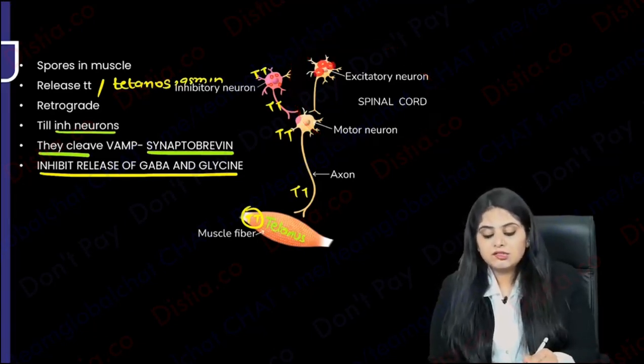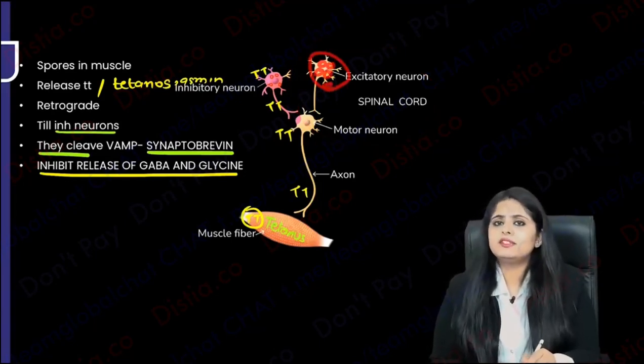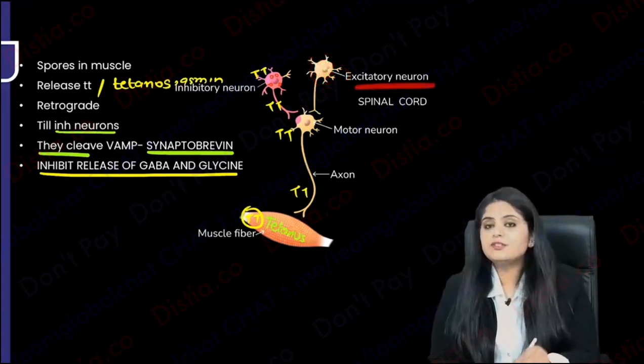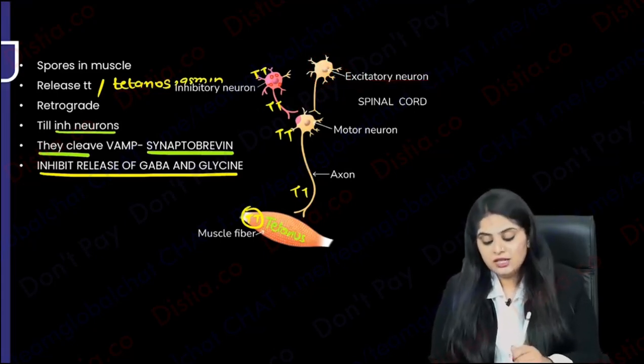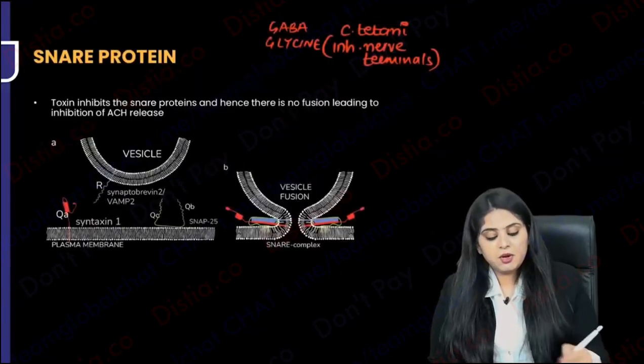This also has those vesicles. This also has the SNARE proteins, the SNAP25, synaptobrevin, syntaxin, everything is the same. The only difference is that these are excitatory neurons, so they won't have GABA glycine. Excitatory means they will have acetylcholine. So now the only change in the story that has occurred is that the same problem is going to occur.